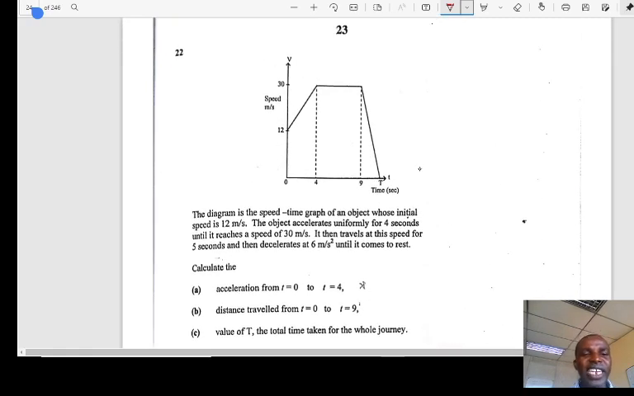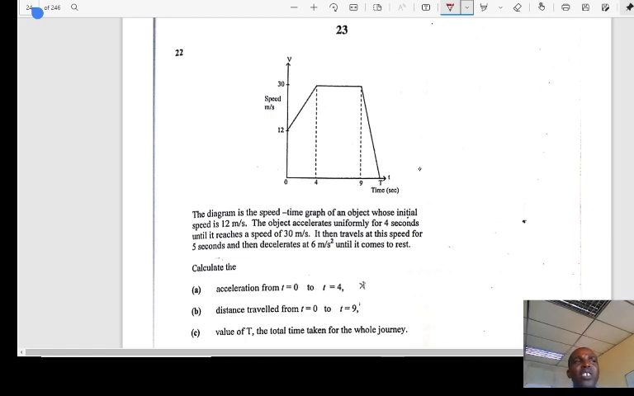It reads, the diagram is the speed-time graph of an object whose initial speed is 12 meters per second. Then the object accelerates from 4 seconds until it reaches a speed of 30 meters per second. It then travels at this speed for 5 seconds and then decelerates at 6 meters per square second until it comes to rest. Calculate the acceleration from t=0 to t=4.